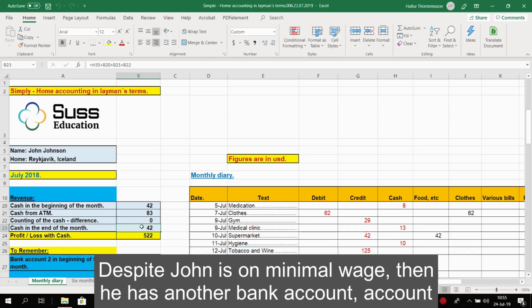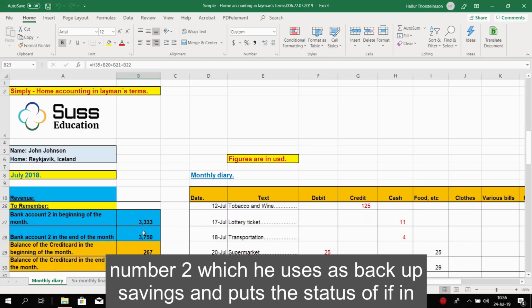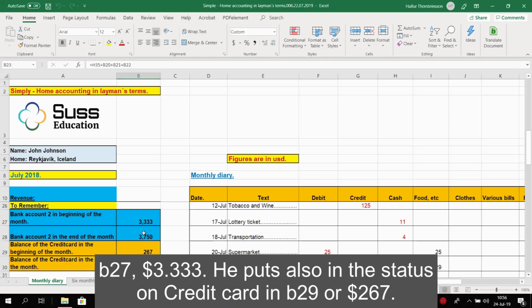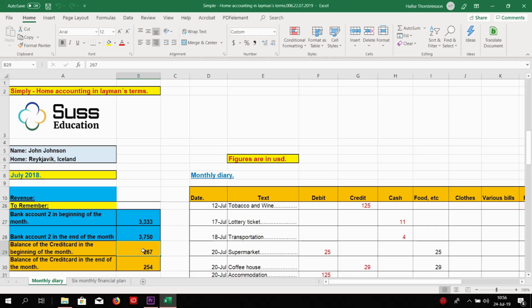Despite John being on minimal wage, he has another bank account, account number 2, which he uses as backup savings, and puts the status of it in B27, $3,333. He also puts in the status of the credit card in B29, which is $267.